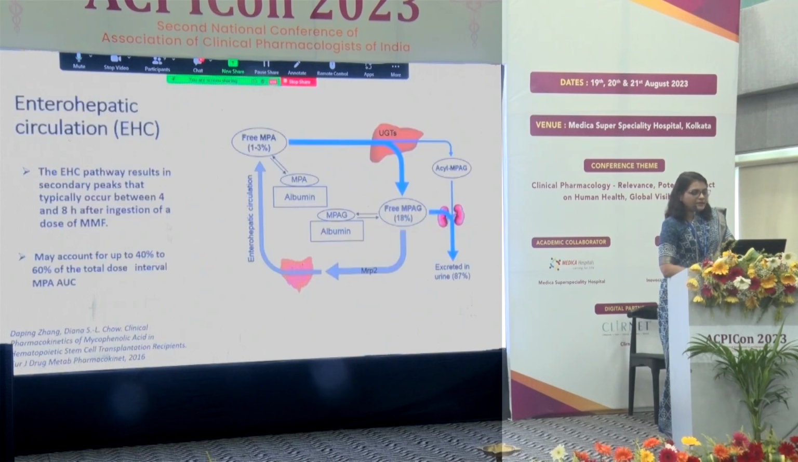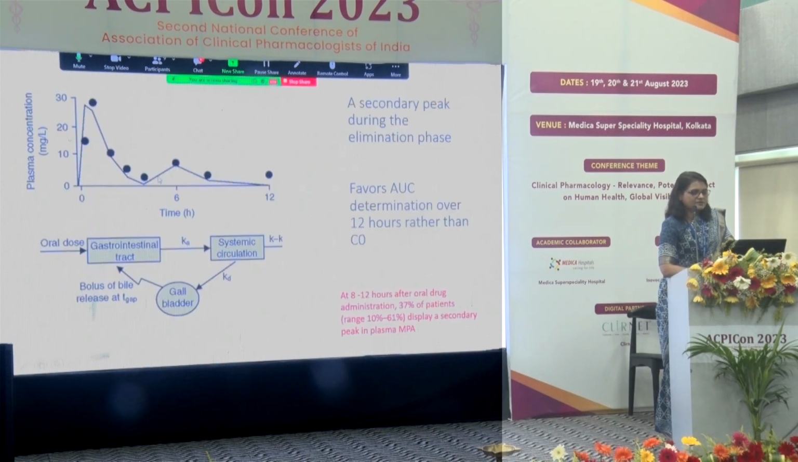Now, enterohepatic circulation is something every pharmacologist should know. So, all the students, please pay attention. This is the keyword for mycophenolate. That's one thing that I would like you to take home. Mycophenolate has significant enterohepatic circulation. Thereby, I mean that there is going to be a second peak. Therefore, the current consensus is that C0 is not a good PK biomarker for TDM.